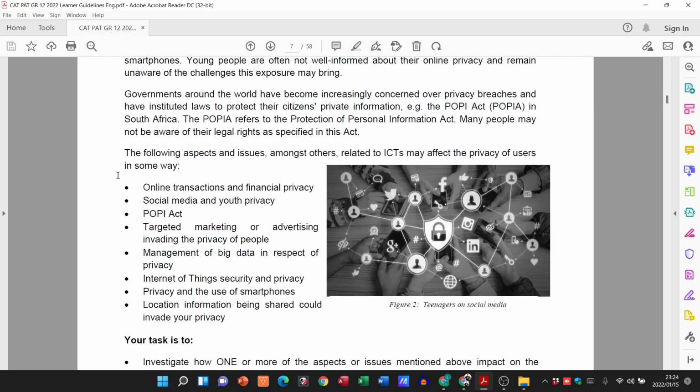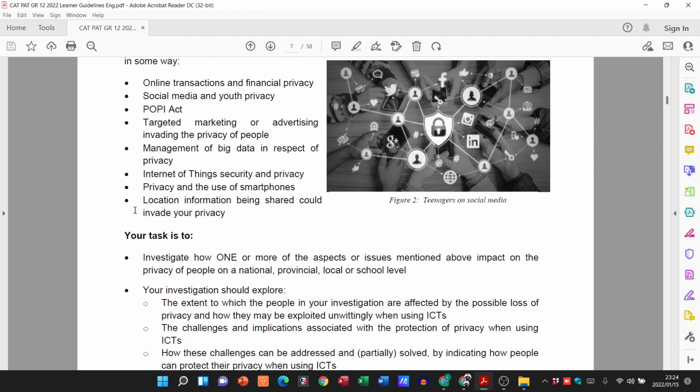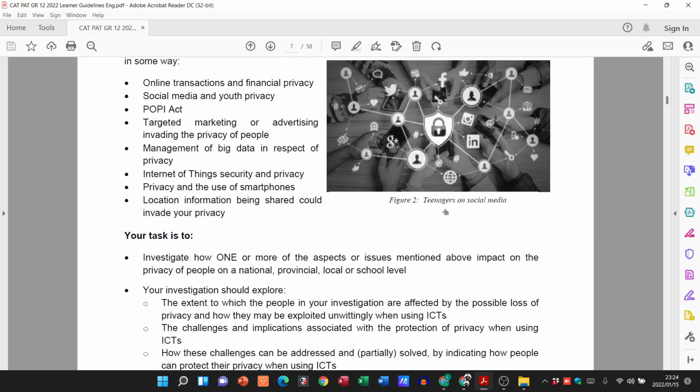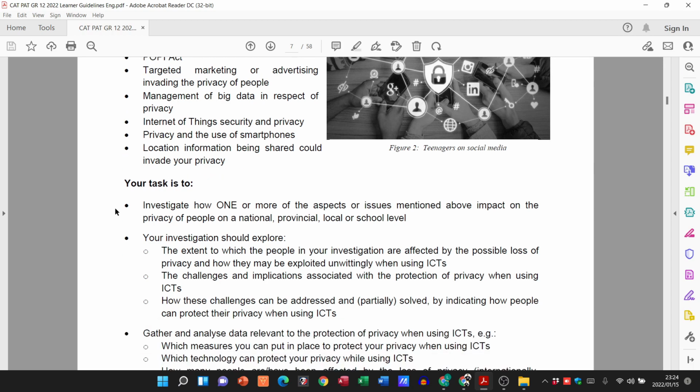Now they continue here. The following aspects and issues, among others, related to ICTs may affect the privacy of users in some way. It could be through their online transactions, social media, POPIA Act, targeted marketing, all of these. Let's look at the task. Now we know just from this picture, many of us, and it's not just teenagers, obviously the path is for you, but a lot of people are engaged in a multitude of different social media platforms.